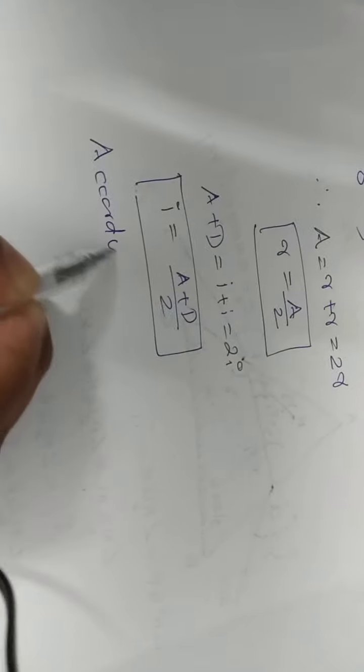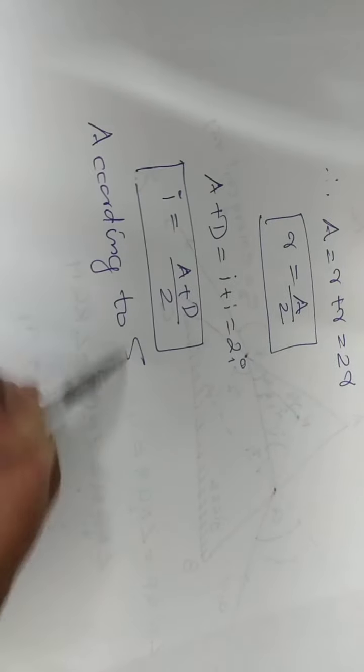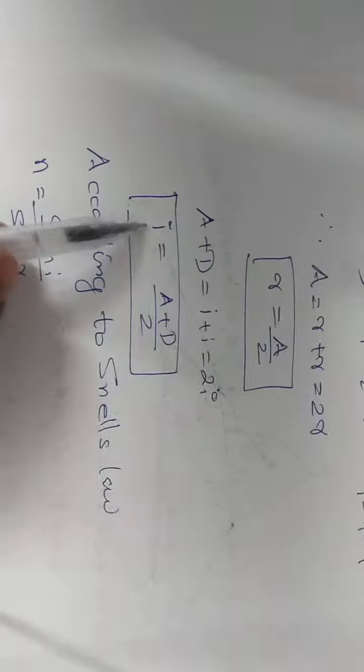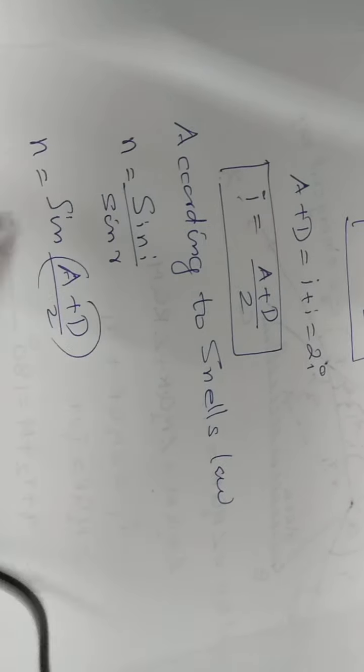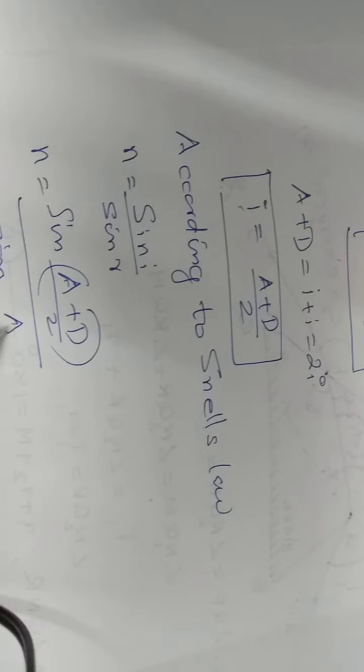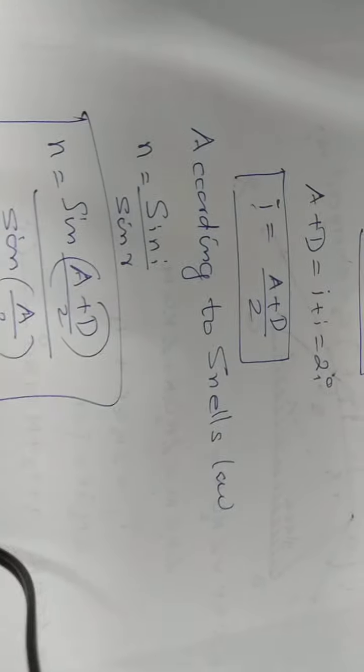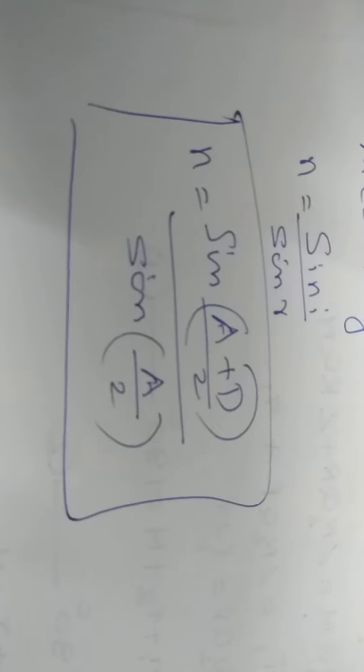Then according to Snell's law, refractive index n is equal to sin I divided by sin R. Substitute I and R values in here. Therefore, n is equal to sin((A plus D) by 2) divided by sin(A by 2). The famous equation. And it is very useful to solve all types of problems.